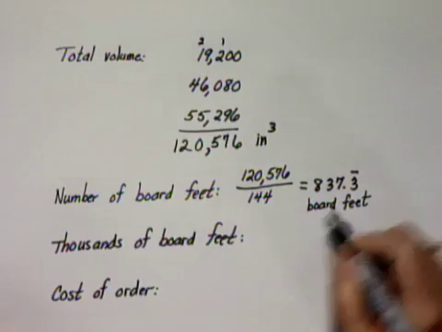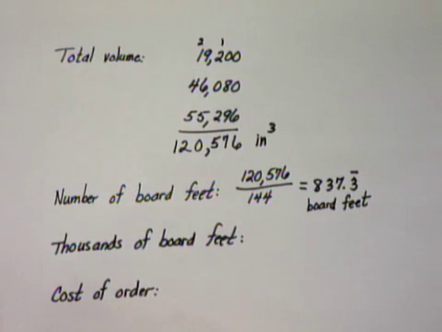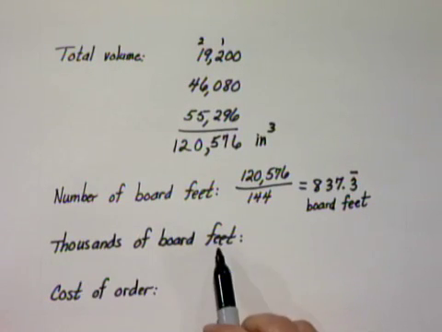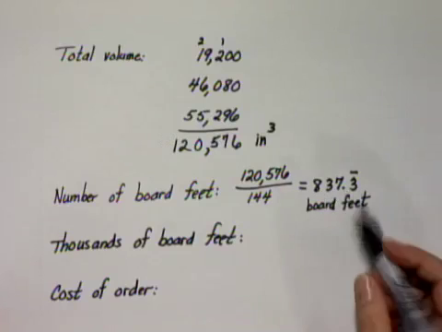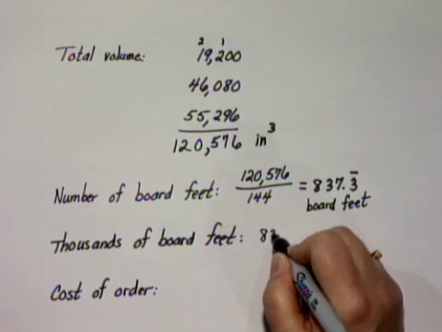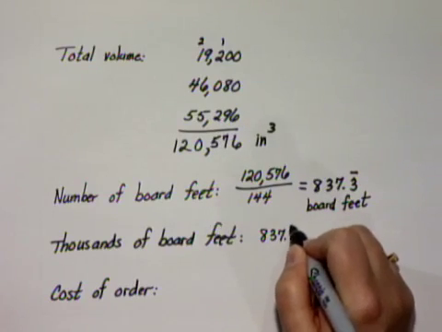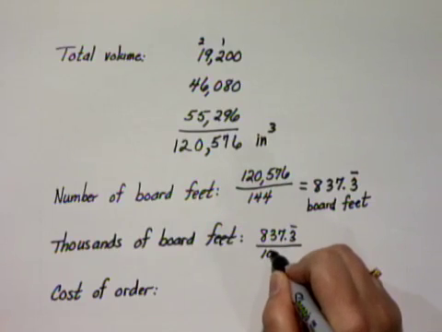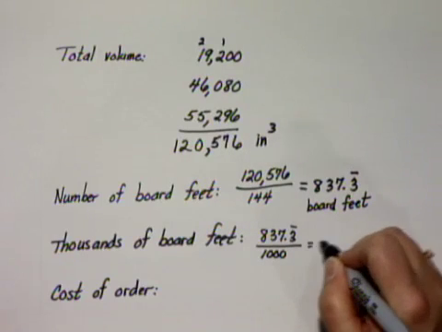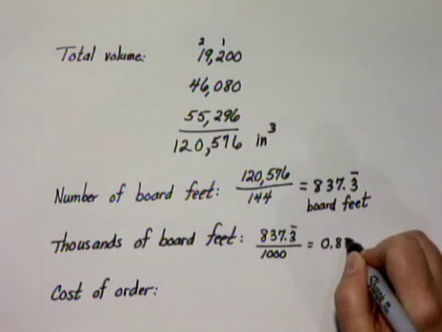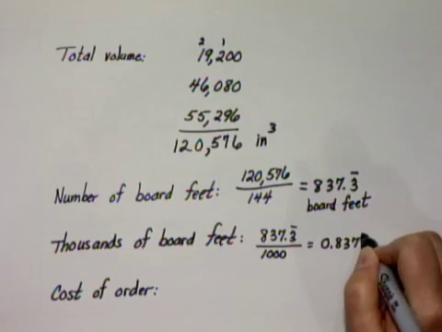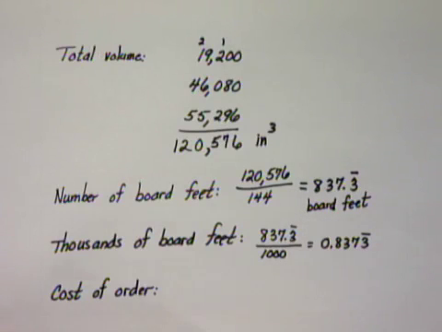Now notice that the price is not given per board foot, but per 1,000 board feet. So to find how many thousands of board feet we purchased, we divide this by 1,000. We have 837.3 repeating divided by 1,000. We move the decimal point and we get 0.8373 repeating thousands of board feet purchased.